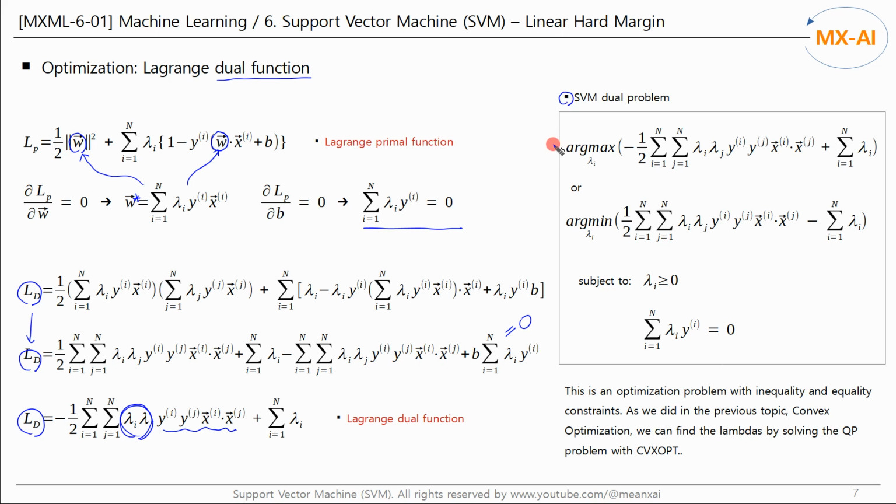The objective function is to maximize this dual function, or minimize this function. And there are constraints as follows. As we saw in convex optimization, this problem can be solved using the CVXOpt library. We will look at the actual solution process in the next video.